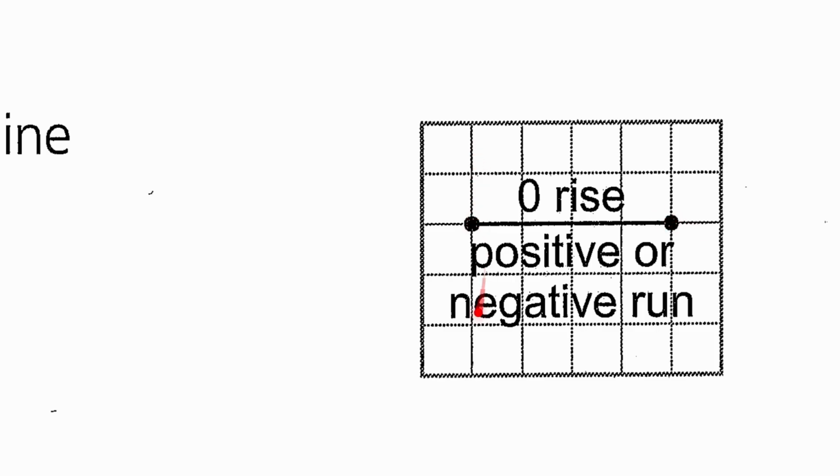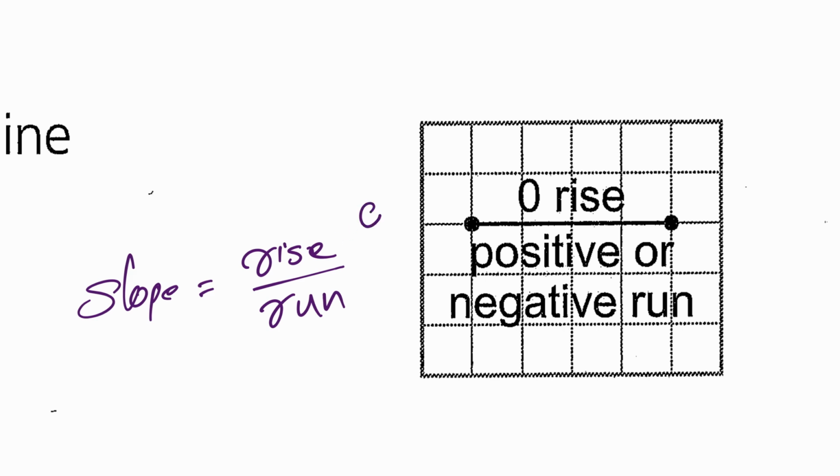See, there is no vertical movement upward or downward, which means the rise is 0. But I have a positive run. Or if you're starting from here, you can say you have a negative run. So it doesn't matter because we have the equation slope equal rise over run. So rise is 0. Divided by a positive number or a negative number, doesn't matter, your answer is 0. So slope of a horizontal line is always 0.